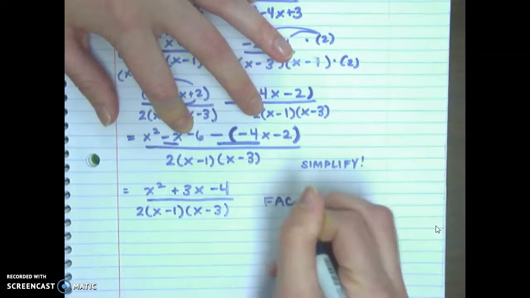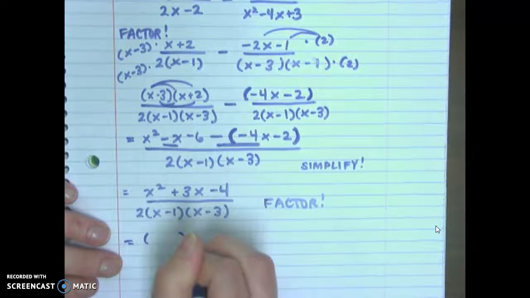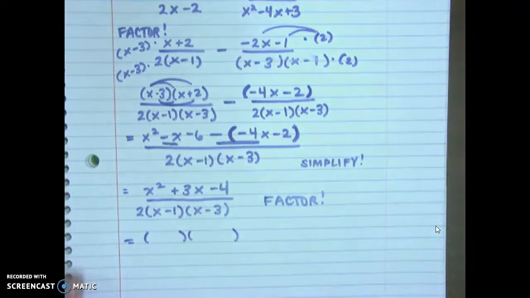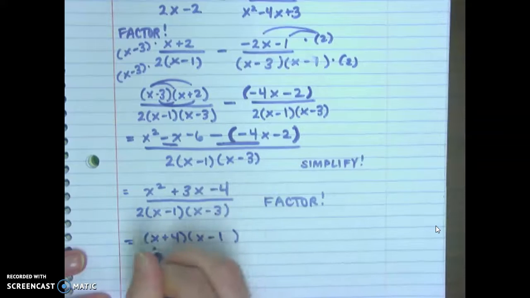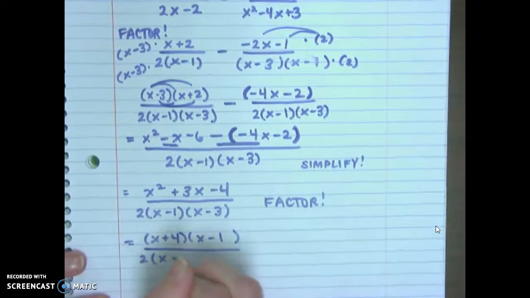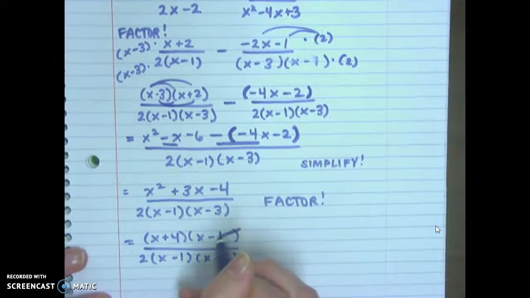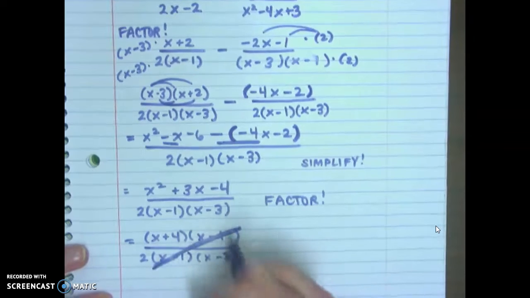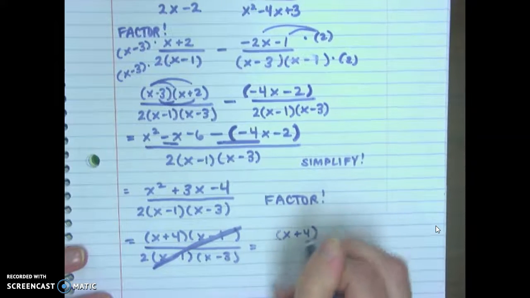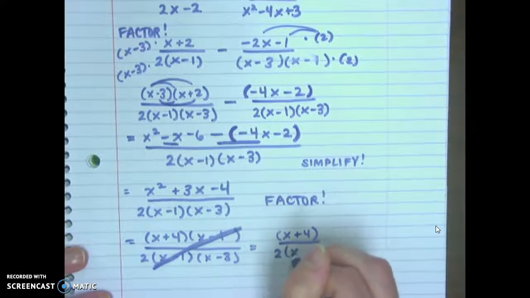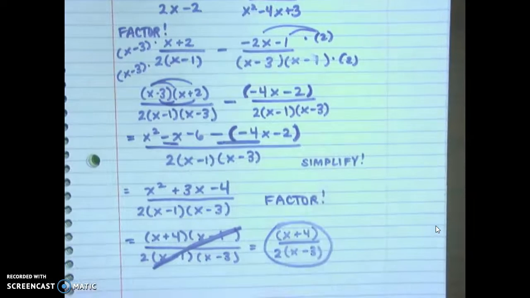And I'm going to factor. Numerator, two numbers that multiply to negative 4 and add up to 3: x plus 4, x minus 1, all over my common denominator. And x minus 1 over x minus 1 simplifies to 1, so my final answer is x plus 4 over 2 times x minus 3. Don't forget your constant. That's a common mistake for students to forget their constants.